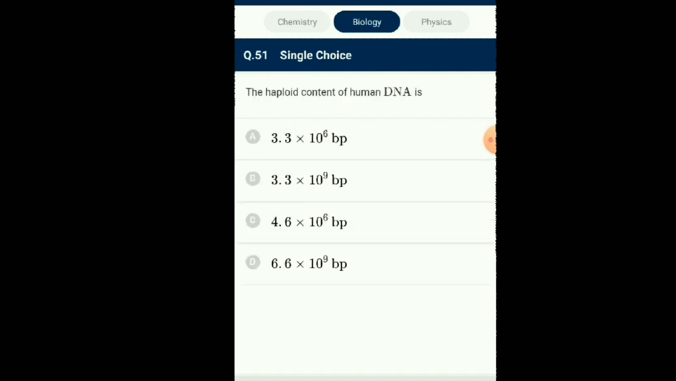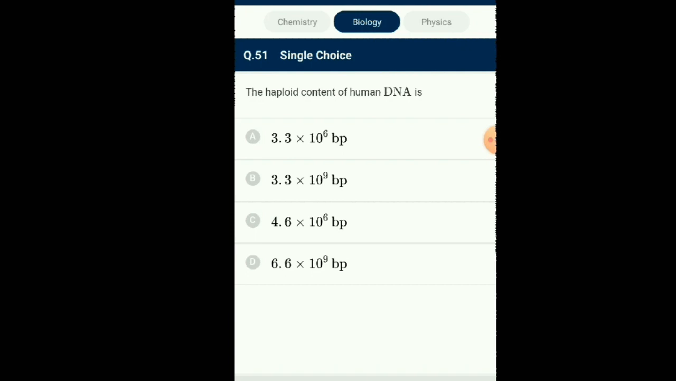Question number 51. The haploid content of human DNA is. The human genome is a complete set of nucleotide sequence present in 23 pairs of chromosomes in the cell nuclei. The haploid genome, which is found in the germ cells like sperms and eggs before the formation of diploid zygote, consists of nearly 3 billion DNA base pairs.